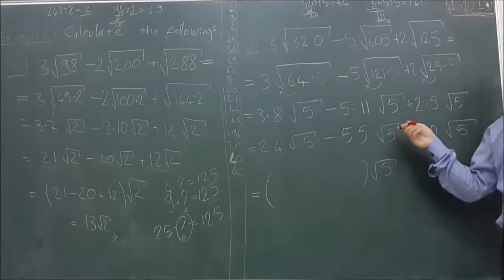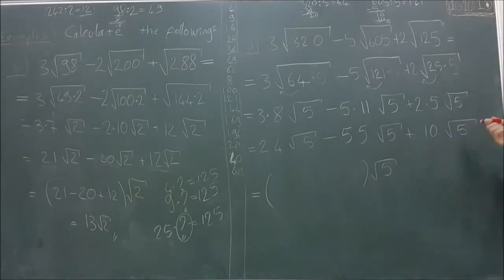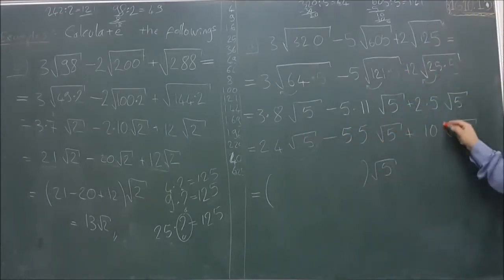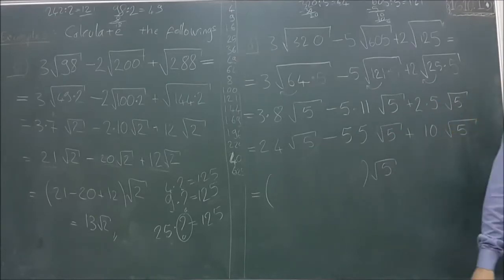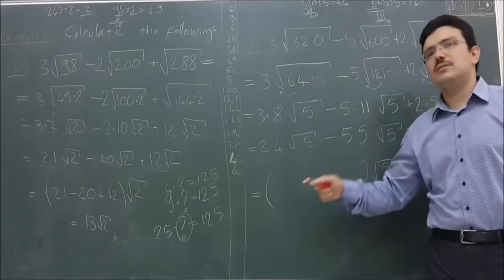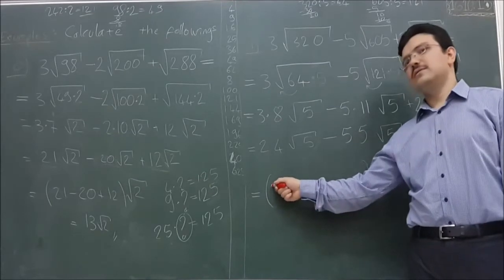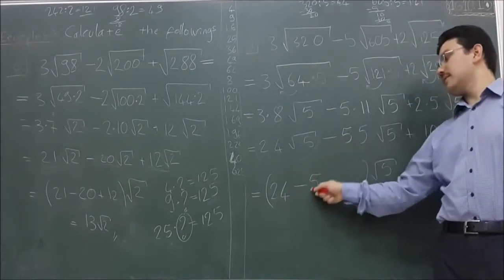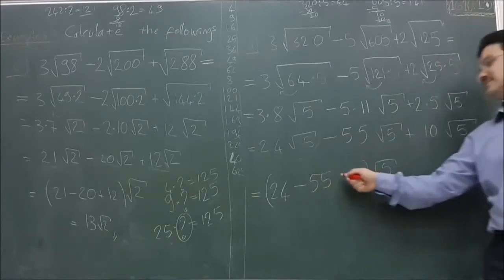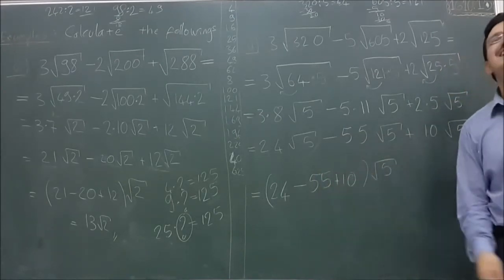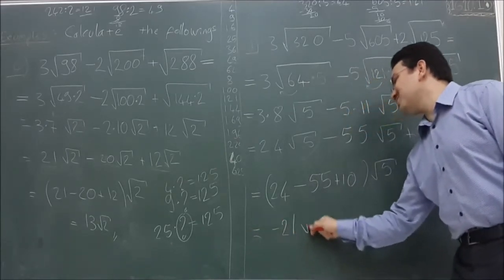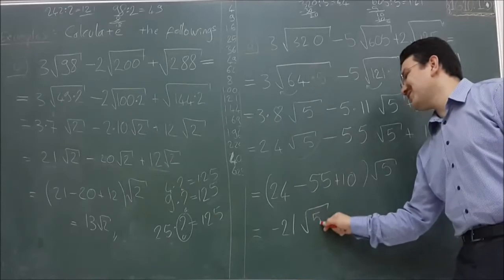We will take the common factor out. The same number for each of them. So from first, 24 minus 55 plus 10 is equal to what? Minus 21. Minus 21 square root of 5.